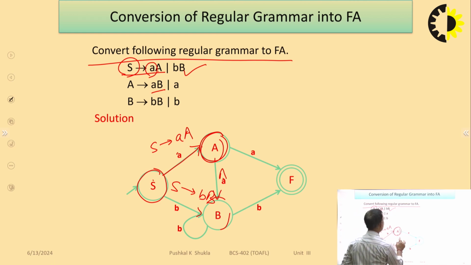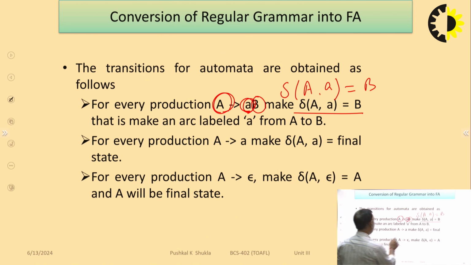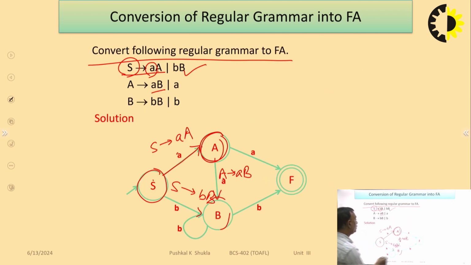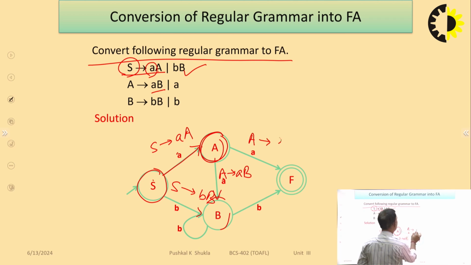This is A equal to a and B. A equal to small a, so A goes to the final state. In this case we see like this. If there is a production A to a, make a transition function from A to the final state on input a. So it goes to the final state. From state A, if we give input a, then it goes to the final state. So this is A equal to a.